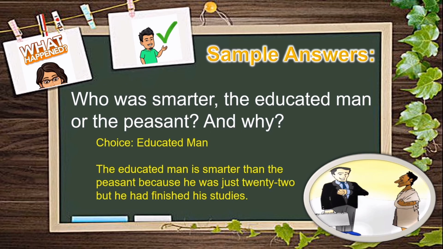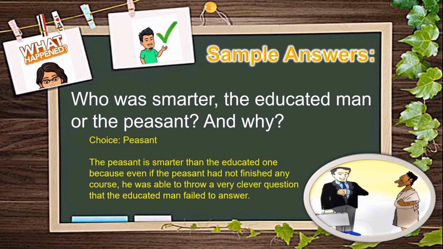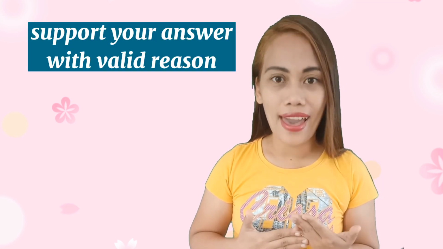Now let us try to answer this question. Suppose that you're going to choose educated man. Now you will say, the educated man is smarter than the peasant because he was just 22 but he had finished his studies. But you know, I'd like to choose the peasant, so my answer would go this way. The peasant is smarter than the educated one because even if the peasant had not finished any course, he was able to throw a very clever question that the educated man failed to answer. All that matters is that you are able to support your answer with valid reasons.